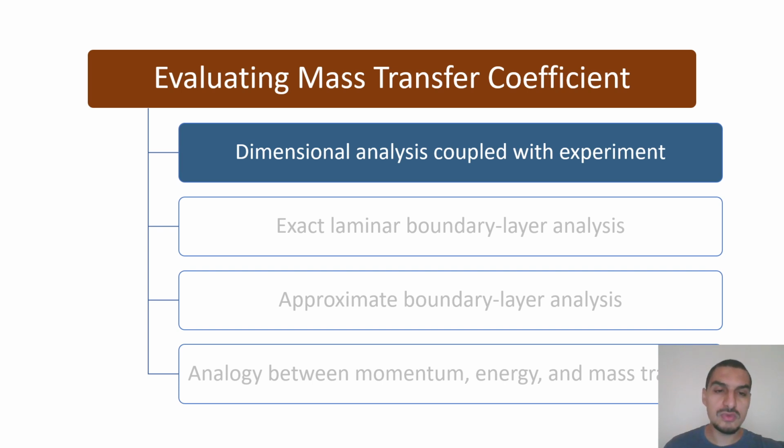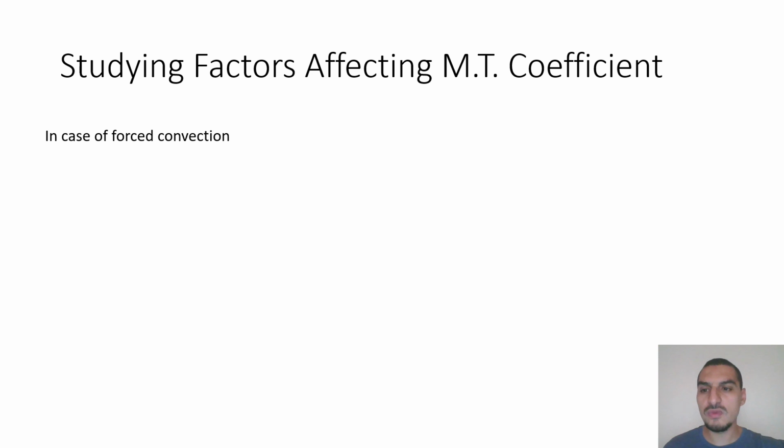So to start, let's first agree that in the case of forced convection, we have many factors affecting the mass transfer coefficient. As we said, the mass transfer coefficient takes into account the geometry, the flow properties and the fluid properties. So the parameters that cover all these three categories are L, which is the characteristic length, the velocity, density, viscosity, and diffusion coefficient. So these are the 5 parameters that affect the mass transfer coefficient. We don't know how they affect it.